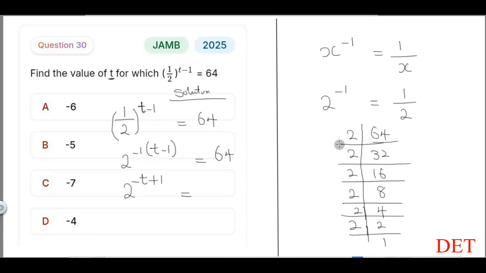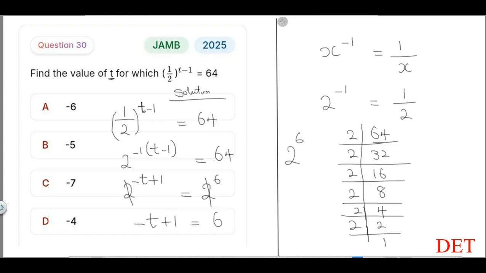So 64 is 2 times 2 times 2 times 2 times 2 times 2. How many 2s do I have here? 1, 2, 3, 4, 5, 6. So that's 2 raised to the power of 6. So my 64 can be written as 2^6 in index form. Having done this, you should know that these 2s can cancel out. What I now have left is -t + 1 is equal to 6.